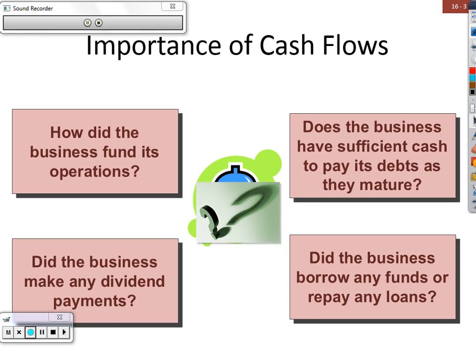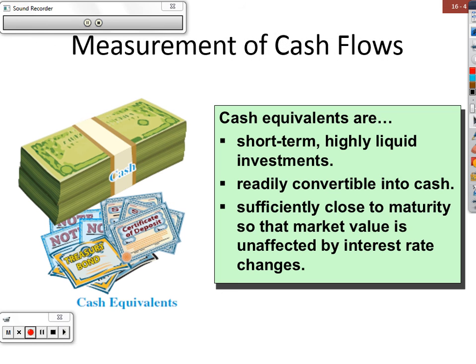So these are some of the important things of the cash flow statement. Again, as I said before, how did the company generate their cash? How are they funding it for the purpose of operations? Did they make any dividend payments from excess cash? Did they have enough cash to at least pay their debts at maturity? And did they borrow any money or have to repay any debts or any loans?